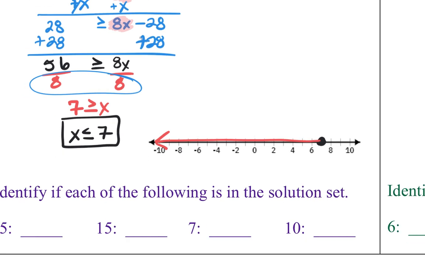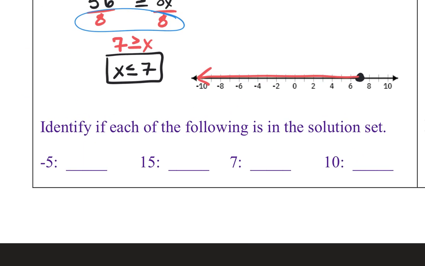All right, so we're going to shade all the way to the left, and all those numbers are included. So look at the question that follows. It says, identify if each of the following is in the solution set. So in other words, are these numbers on this line that I've created with my dot? So do you think the negative 5 is included? Negative 5's here, right? Would negative 5 be included in my solution set? Is it part of the line? Yes, so we're going to put yes there.